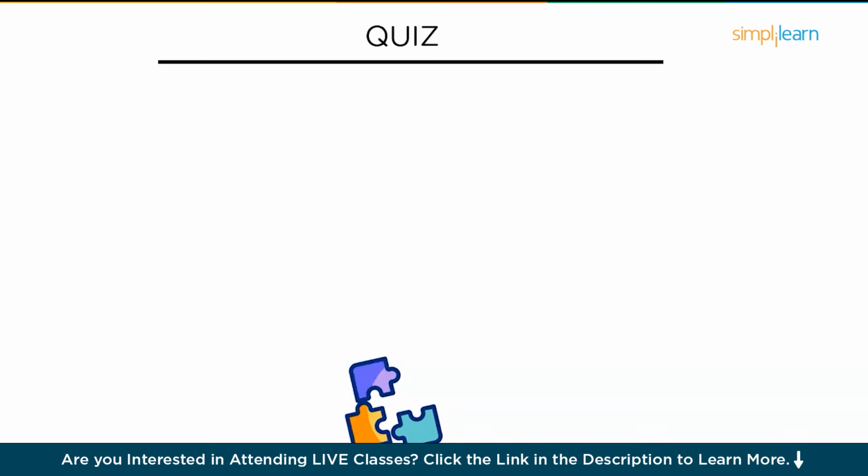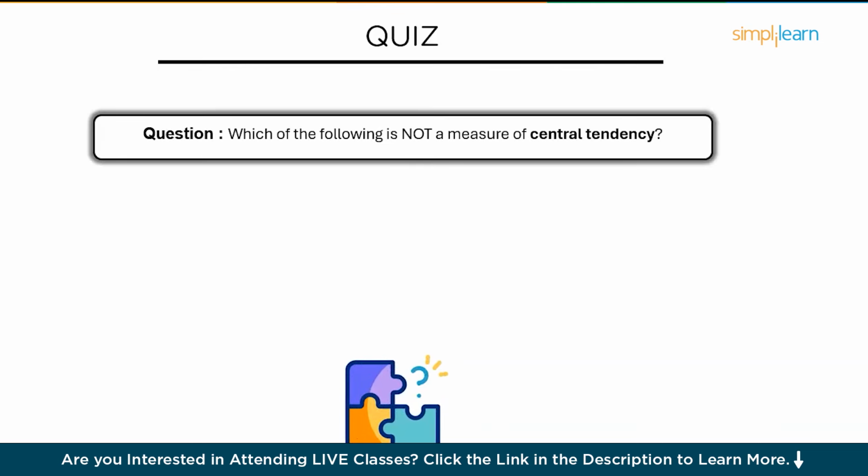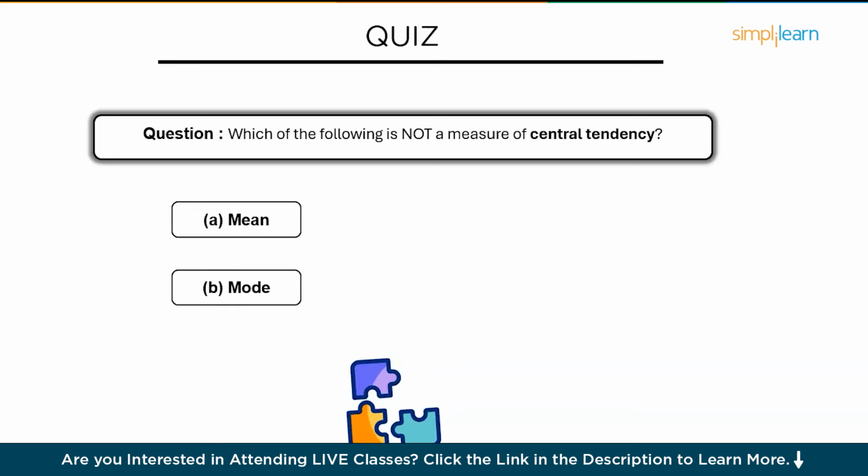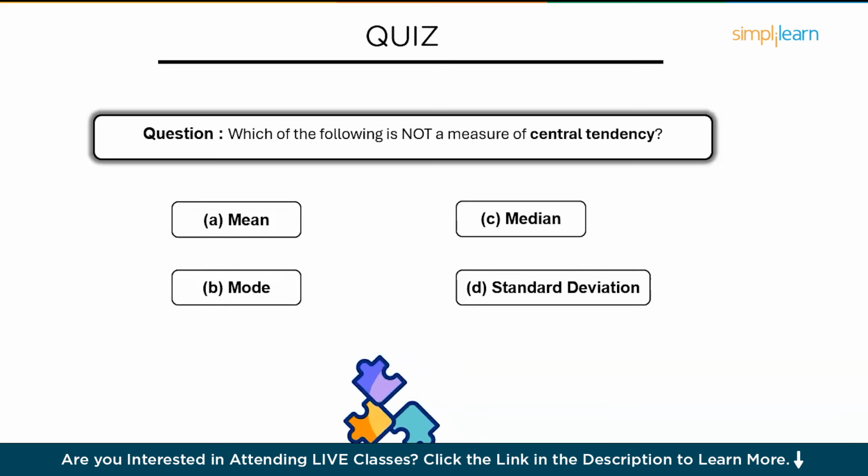So here is a question for you guys. I hope everyone will comment your answers in the chat section and let's see how many of you really understood the topic. So the question is, which of the following is not a measure of central tendency? And the options are mean, median, mode, and standard deviation.